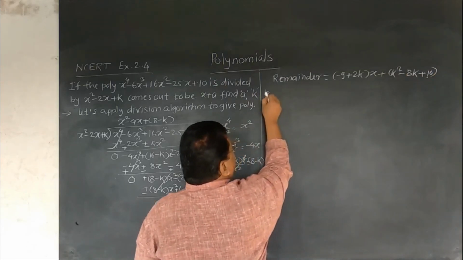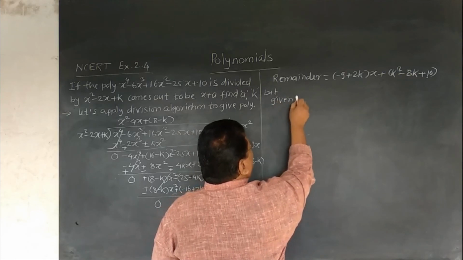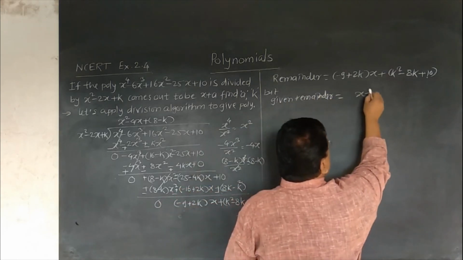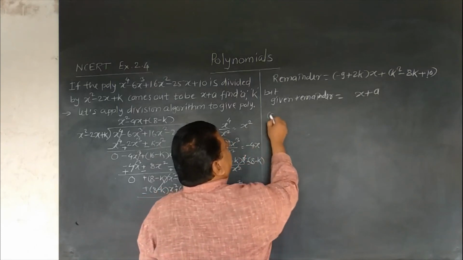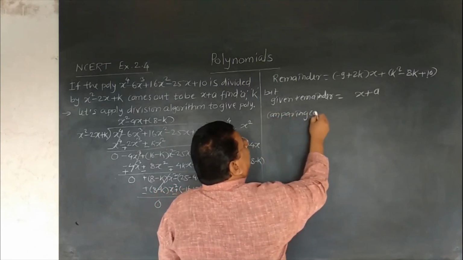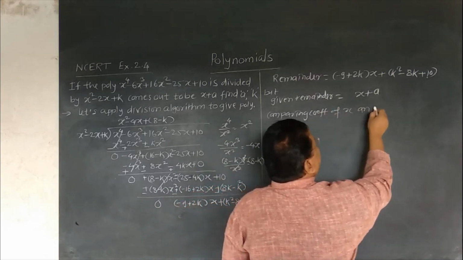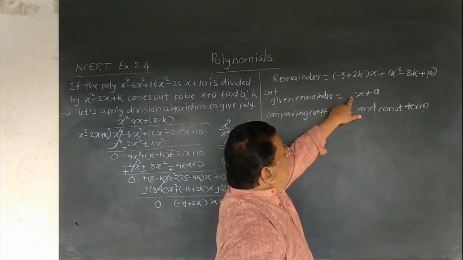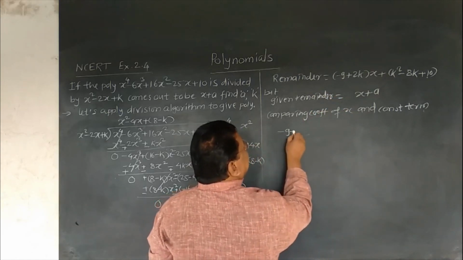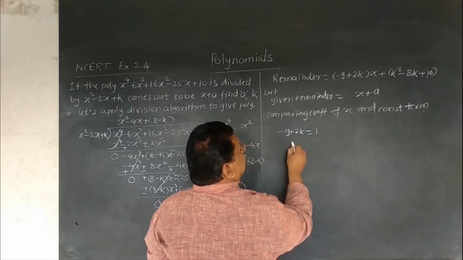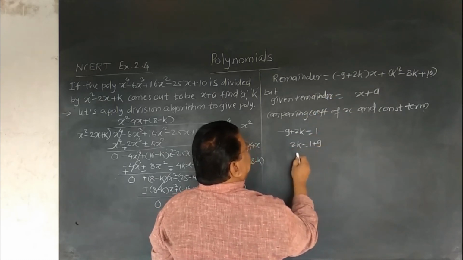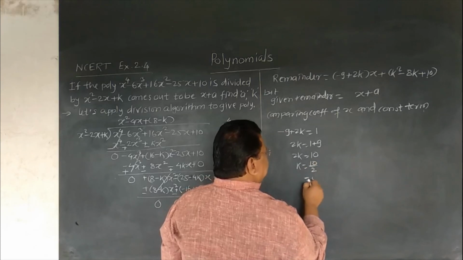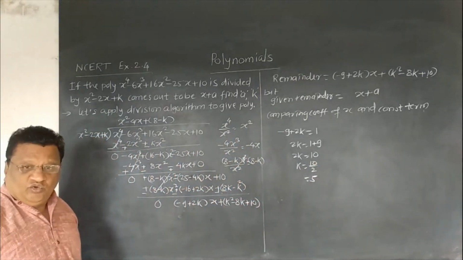But given remainder is what? What is the given remainder? x plus a. Comparing coefficient of x and constant term. Comparing 1, so compare with this. So minus 9 plus 2k is equal to 1. So 2k is equal to 1 plus 9. 2k is equal to 10. k is equal to 10 upon 2, that is 5. So what? k is equal to 5.